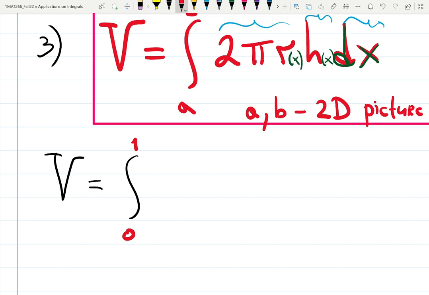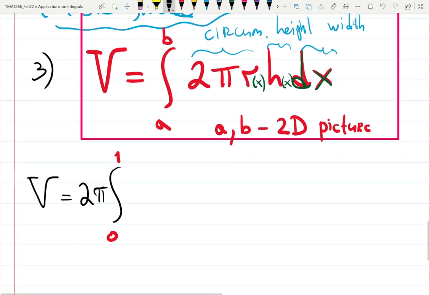In previous methods, we used the whole 3D object to describe the location. Now, 2 pi, do you want me to kick it out? I kind of would like to. 2 pi is a constant. Let's kick it out. Now you have r and h as the functions.